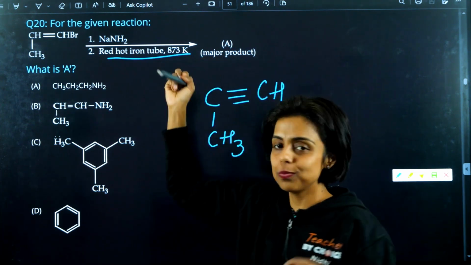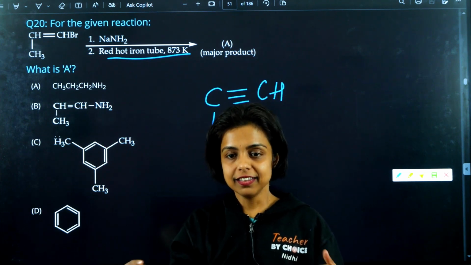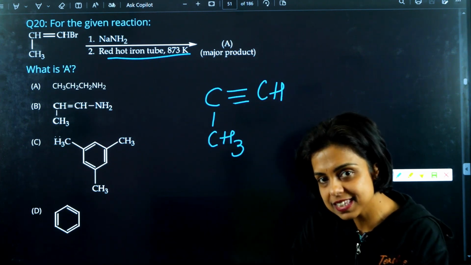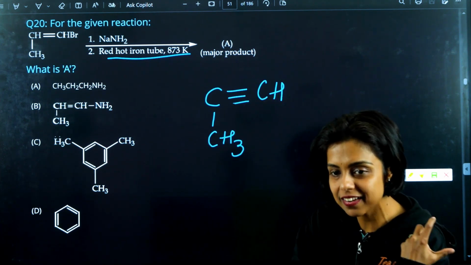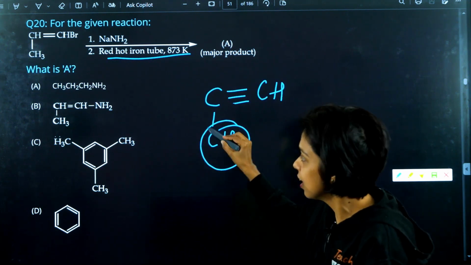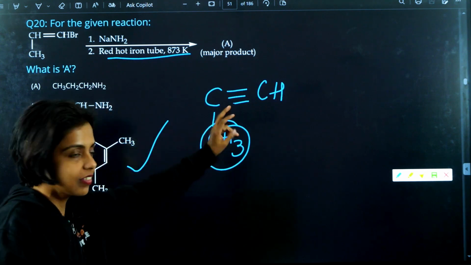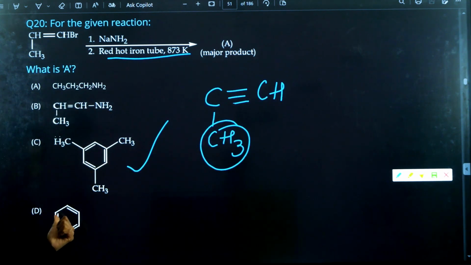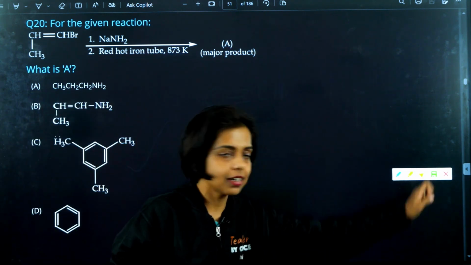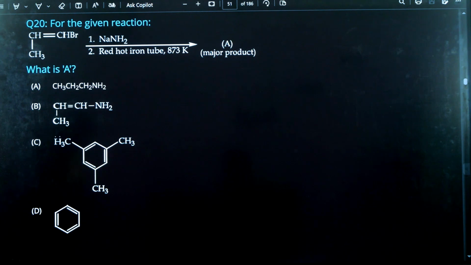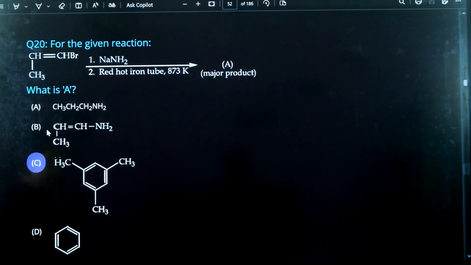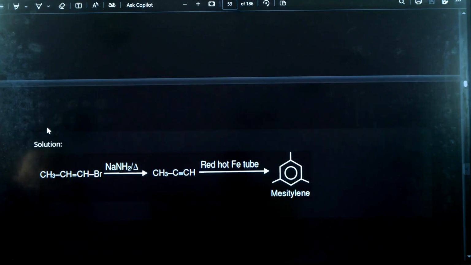Now red hot iron tube, always click. The 3 alkynes will trimerize, they will join together to form a benzene ring, and because we have CH3, we got mesitylene, right? Yes, if CH3 is not there, we just have 3 acetylene, then we'll get benzene ring, D option, but we have CH3 here, so we get the C answer. Yes, so reactions very much given in NCERT, hydrocarbon, important also, so you will mark your answer as C. Got it, guys? That should be the answer.